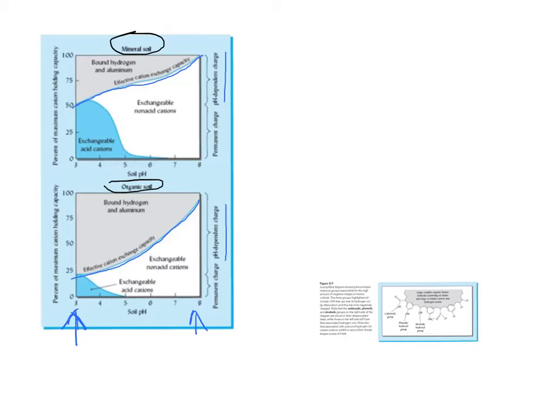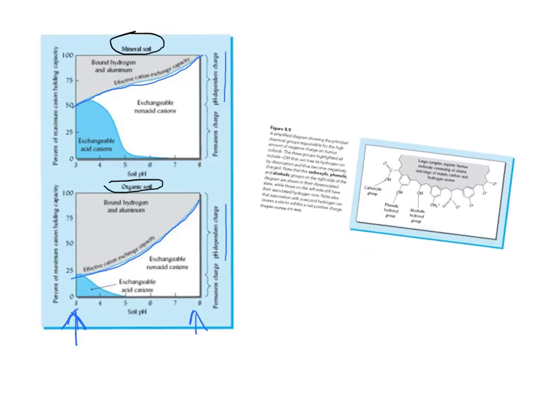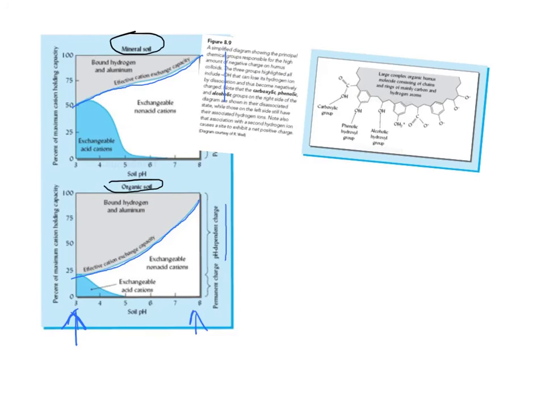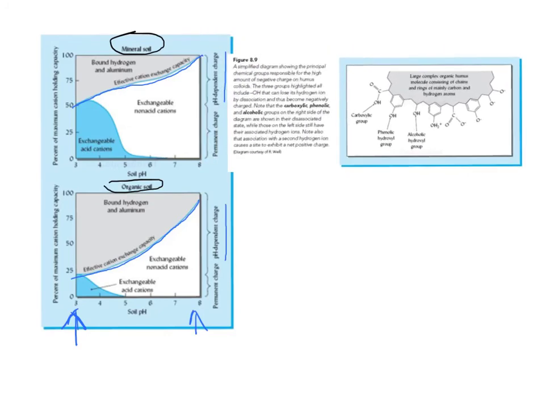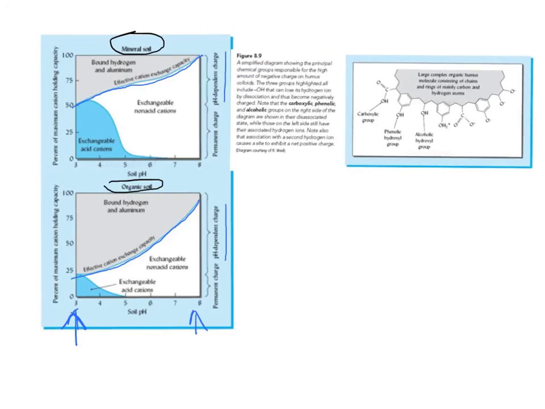And I wanted to bring to your attention why that's the case. Why would the pH change, or sorry, why would the ability of a soil to hold cations change just based on the pH? So let me bring up this picture here to help us figure that out. In this picture, this is organic matter. This is a colloid of organic matter here.